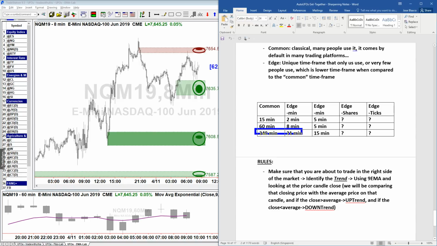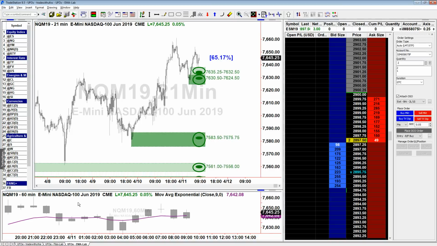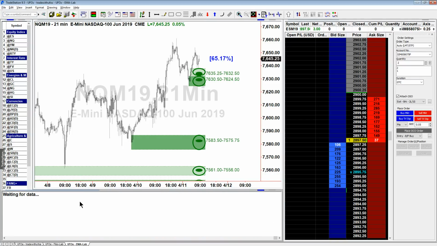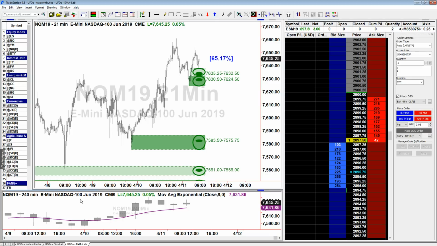So the next thing I'm going to check is, what about the 240 and 21? Okay, so I'm going to come back to my charts. Input 21 on the upper part, input 240 on the bottom part. Here we go. And notice how the NASDAQ is now in an uptrend. The prior close was above. The current, well, we do have it right here.